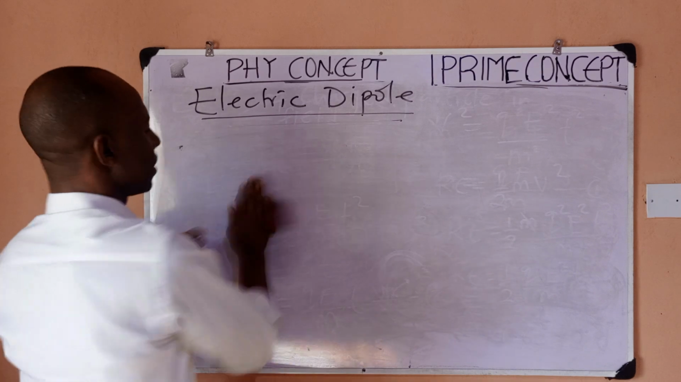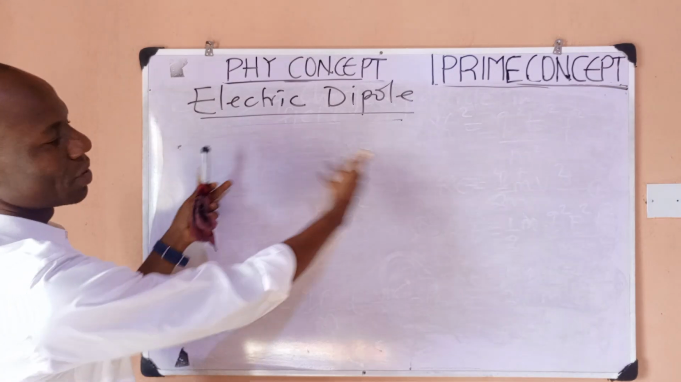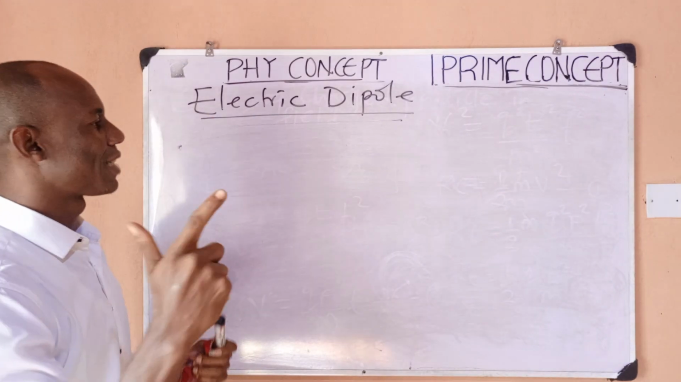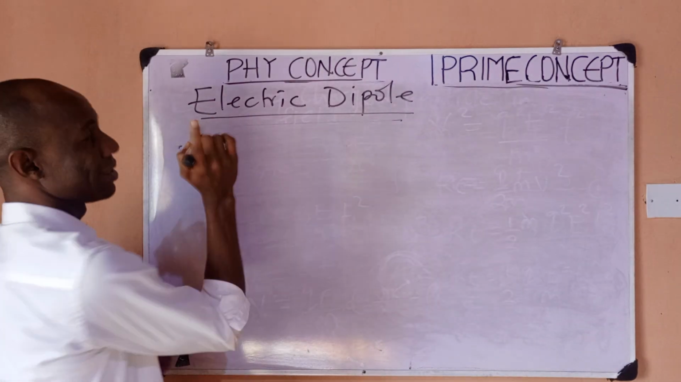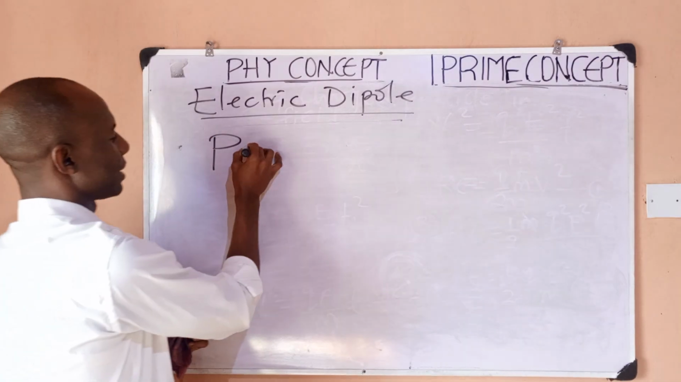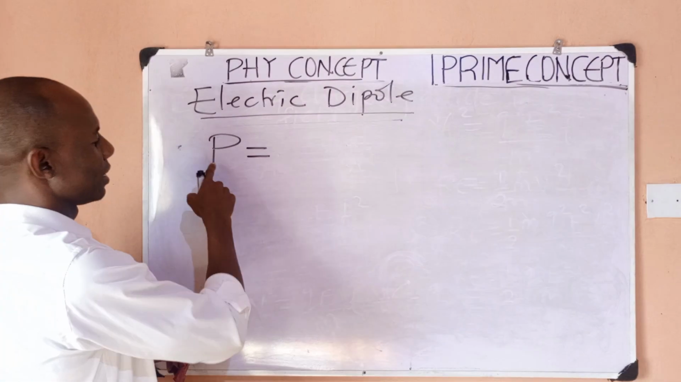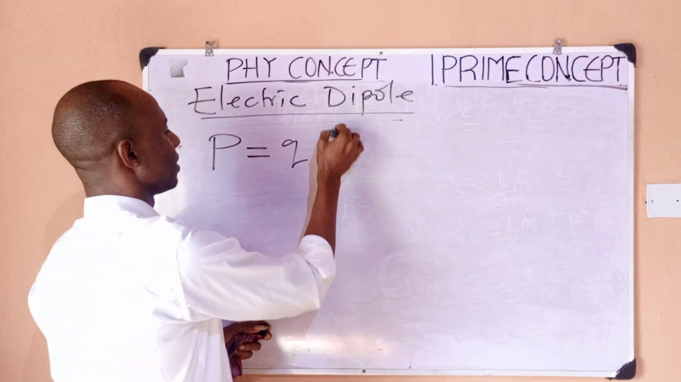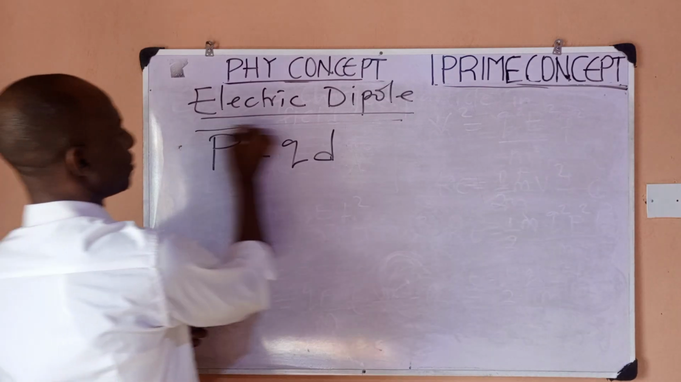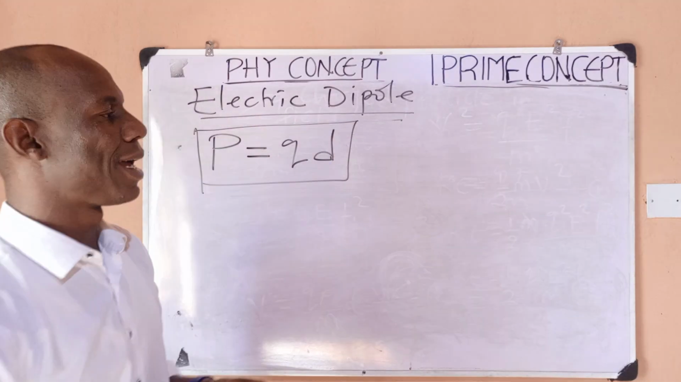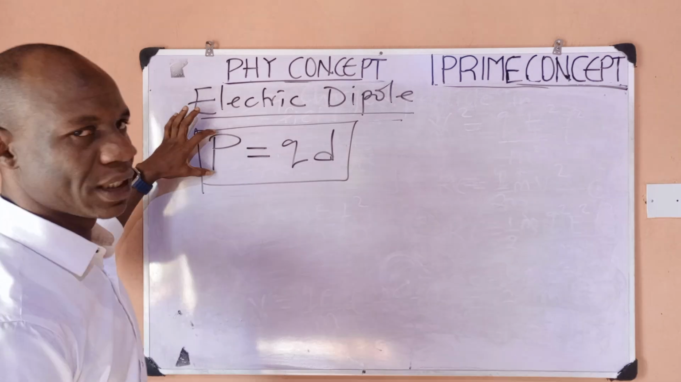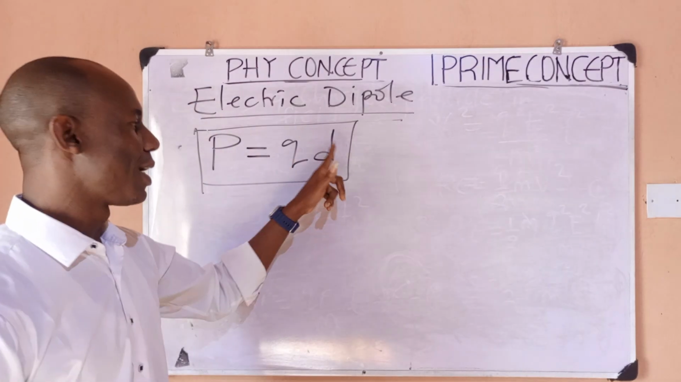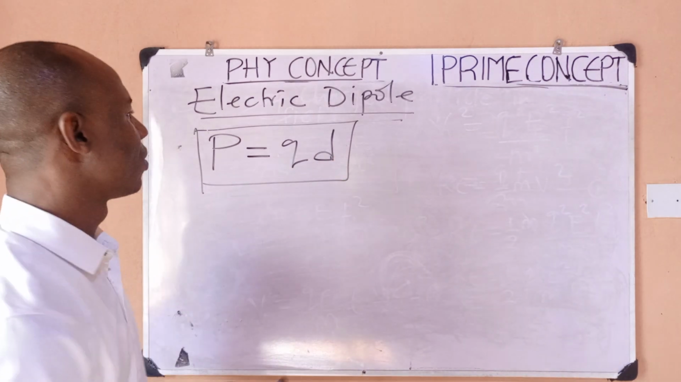Now, if we have two charges like I illustrated separated by a distance d, then how do we calculate electric dipole mathematically? Electric dipole mathematically is denoted by the symbol P. The electric dipole moment is given by P equals Q, that is one of those charges, times the distance of separation d. So this is the formula for calculating electric dipole. It is given as P, electric dipole moment. P is equal to Q times d. Q is one of the charges and d is the distance that separates those two charges.